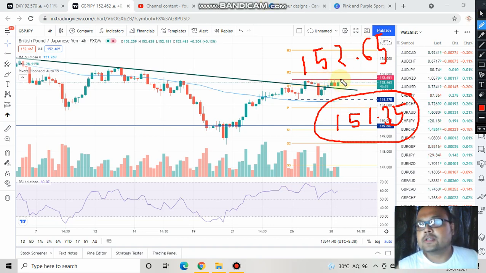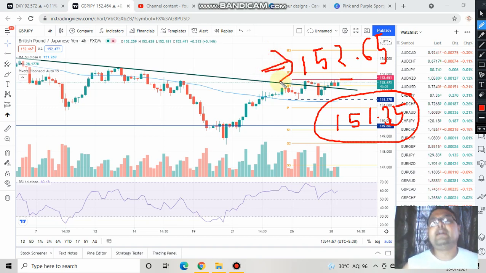If the market crosses this level on the upside, then after crossing this level, wait for 4 to 6 hours and just observe the price, try to understand the market psychology. If you see that after 4 to 6 hours the market is trading comfortably above the 152.65 level, then you'll get the confirmation that yes, you can go for buy.